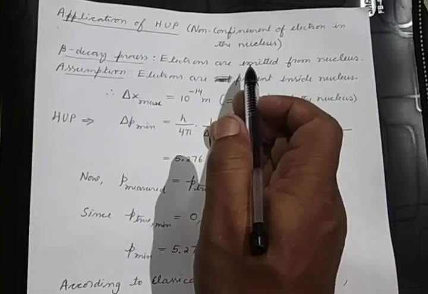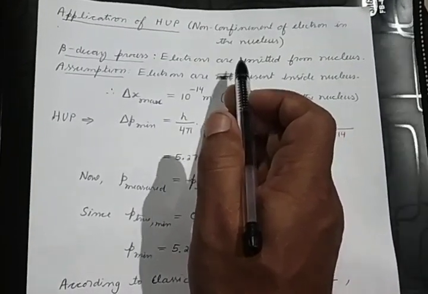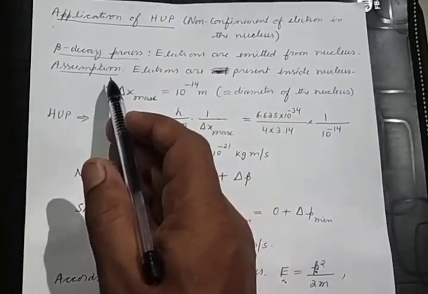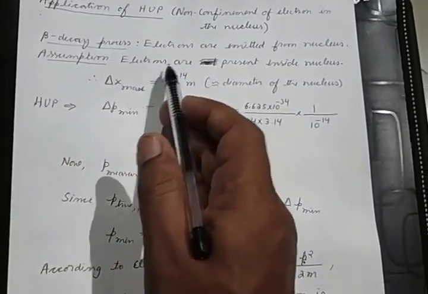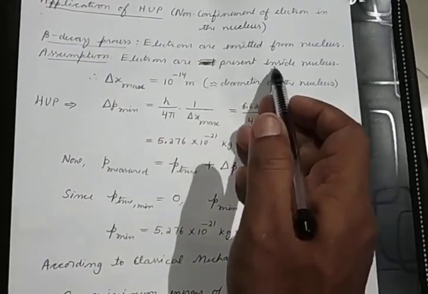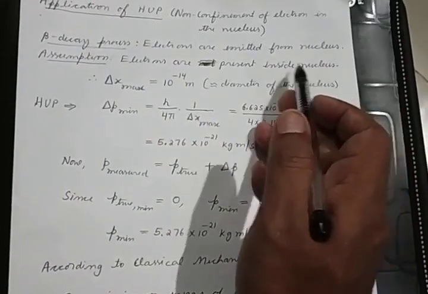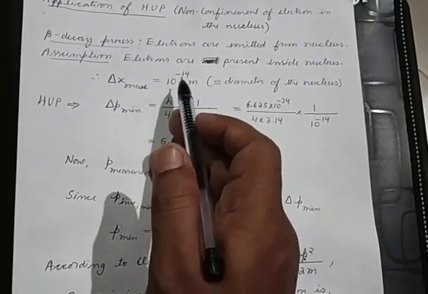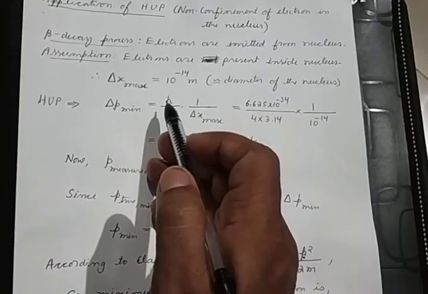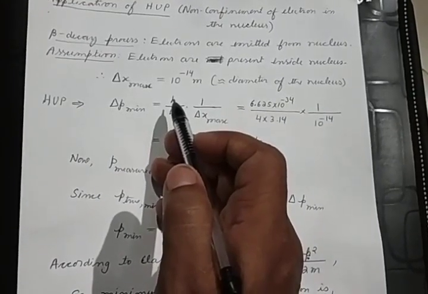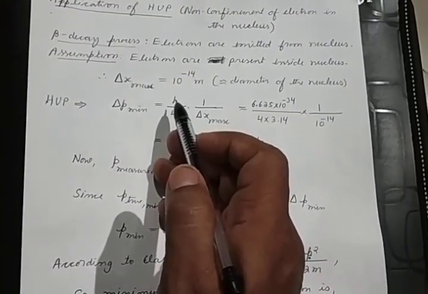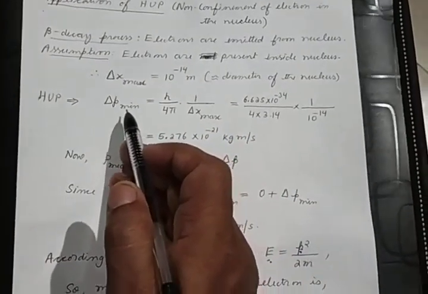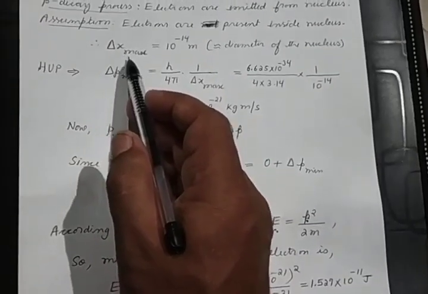To check this, we will make use of Heisenberg's uncertainty principle. We will start with the initial assumption that electrons are present inside the nucleus. If you assume that, it means the electron is present somewhere within the nucleus. Then what is the uncertainty in the position of the electron? Or you take the extreme limit, that is, what is the maximum uncertainty in the position.